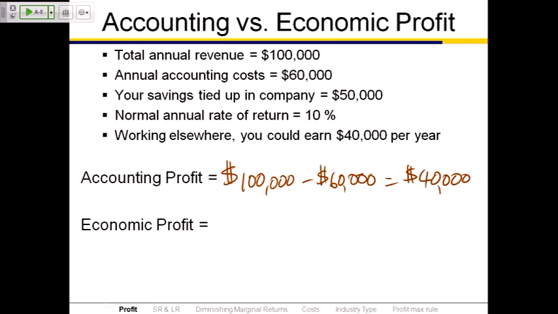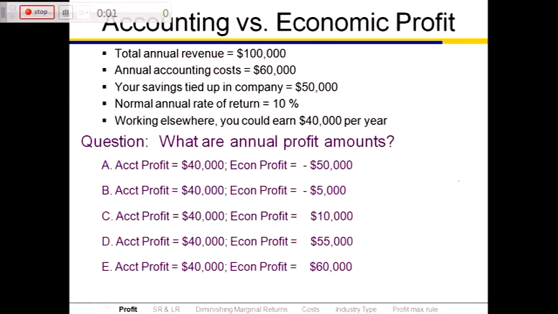Your economic profit looks not only at the accounting costs, but at the economic costs as well. So this is a company where you've got $50,000 tied up in your company. You could have earned 10% if you had that money in some sort of savings instrument, and you could earn $40,000 working someplace else. I'll let you calculate the economic profit and then click in A, B, C, D, or E.